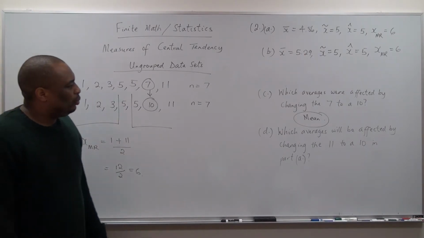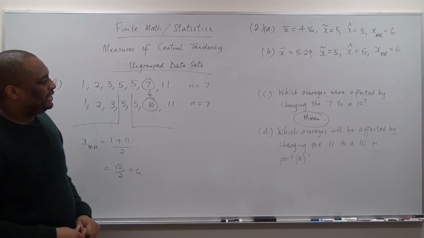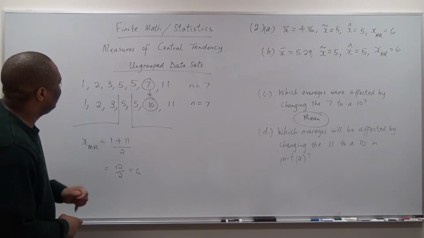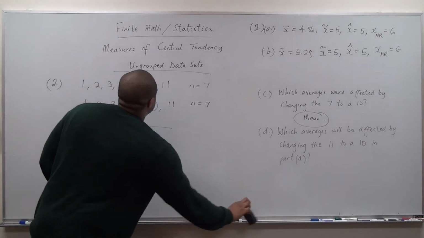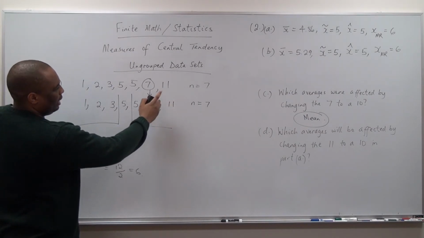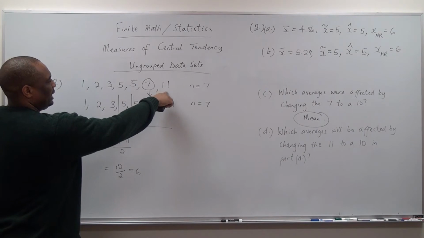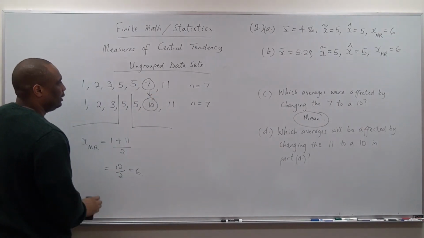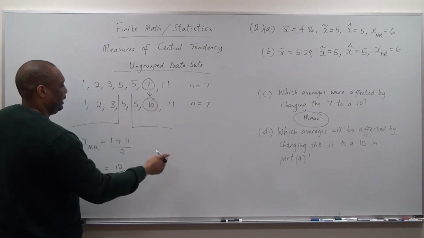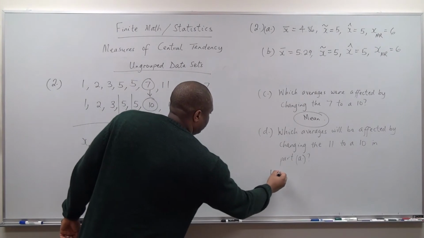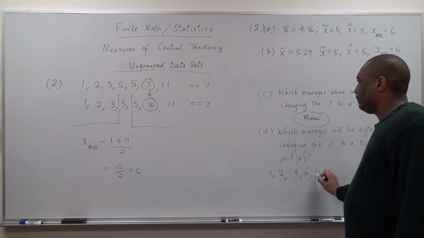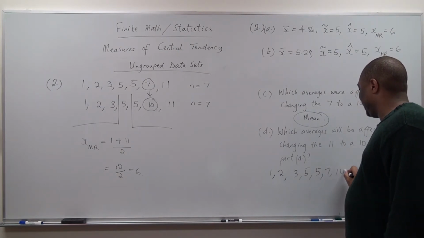Then the last one says, which averages will be affected by changing the 11 to a 10 in part A? So let's say we change this 11 to a 10, right? That means we now have what? Assuming we changed the 11 to a 10 in part A, that means we now have 1, 2, 3, 5, 5, 7, 10.